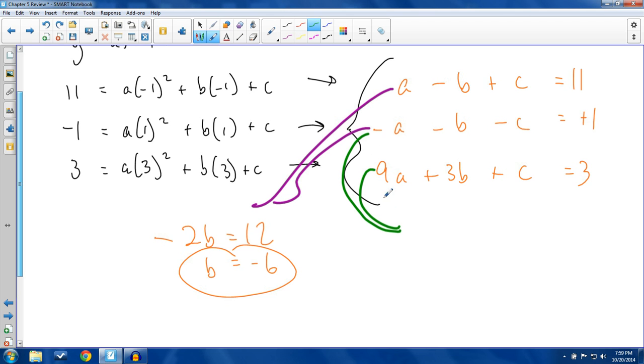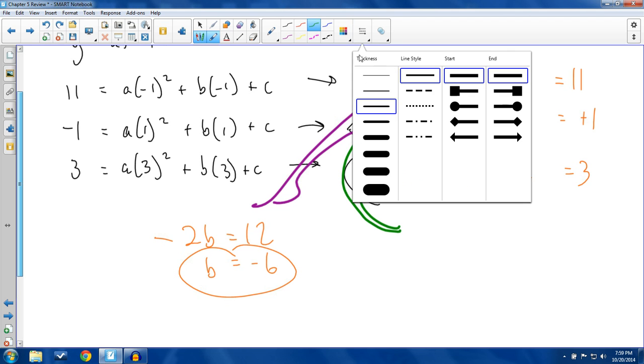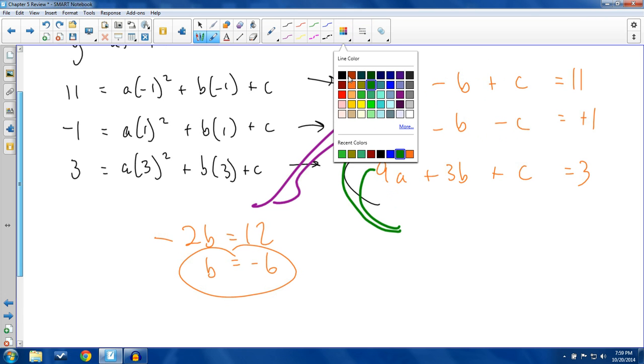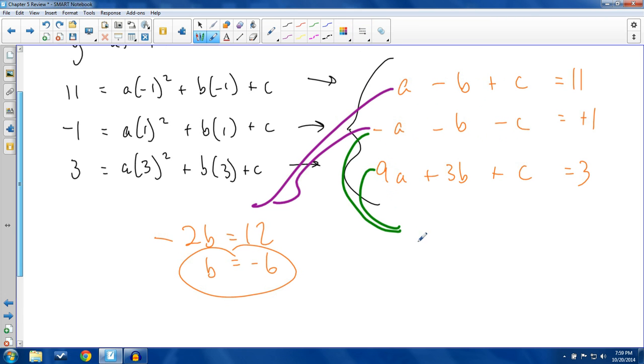So let's combine these two together. Okay, and I'll get 8a plus 2b equals 4. Now remember, b equals negative 6, so I can plug that in here. So 8a plus 2 times negative 6.